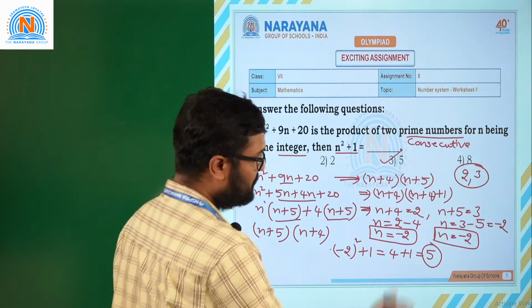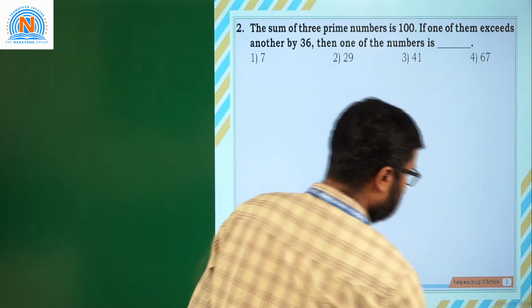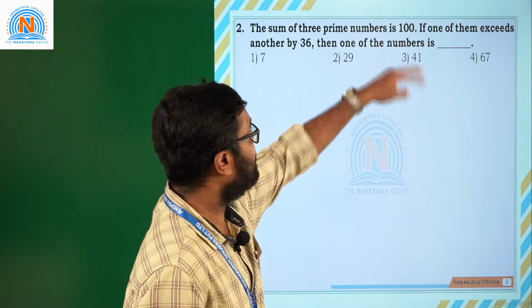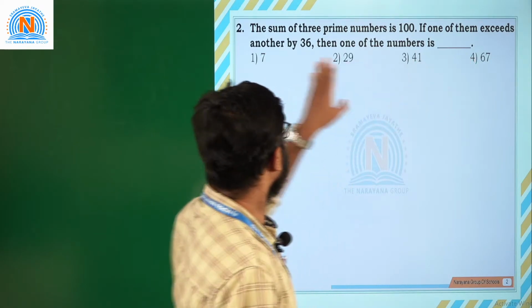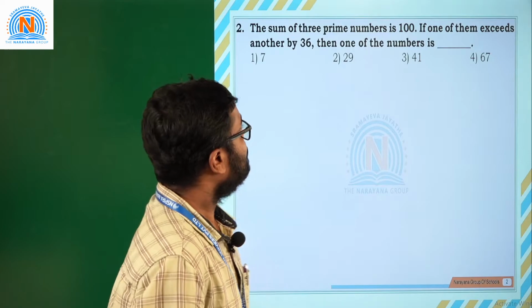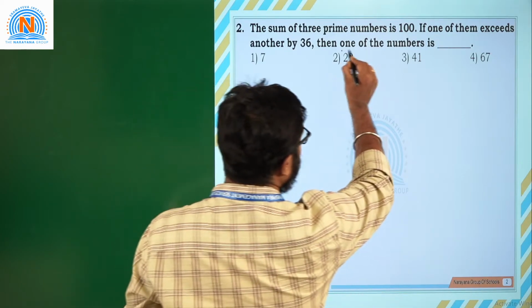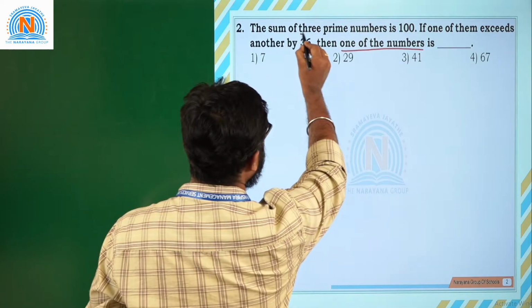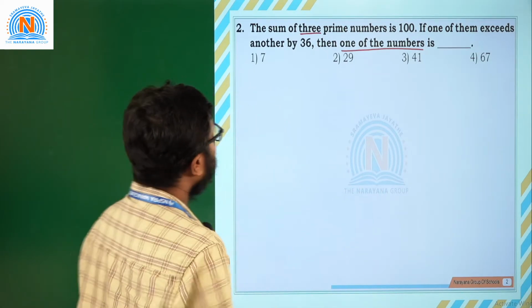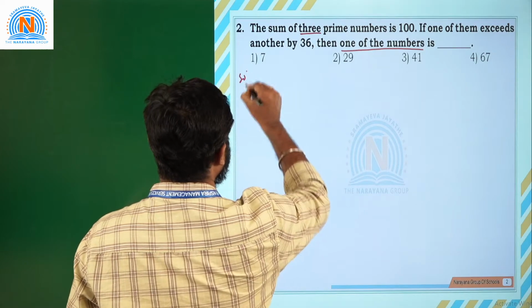So let us discuss the second question children. The sum of three prime numbers is 100. If one of them exceeds another by 36, then one of the numbers is. So we need to find one of the numbers. That means here we have three numbers, isn't it? Let's find it. This is the solution on the screen.